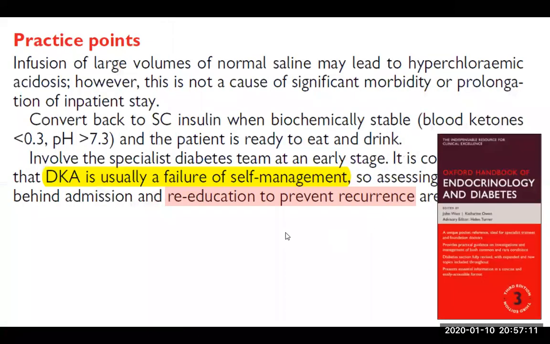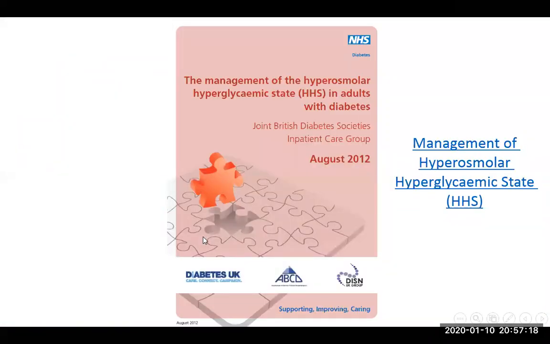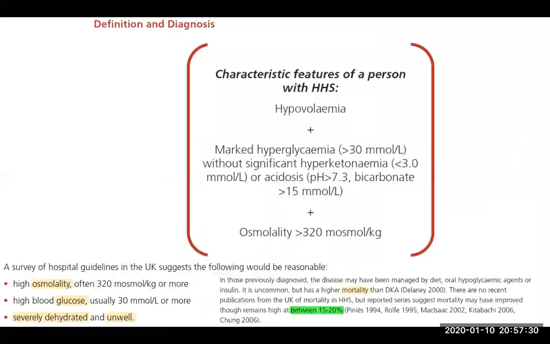This is the last point in management of DKA. DKA is usually a failure of self-management, and re-education to prevent recurrence is mandatory. Another very important guideline published by JBDS is the management of hyperosmolar hyperglycemic state. This is similar in some ways to DKA and different in a lot of ways.